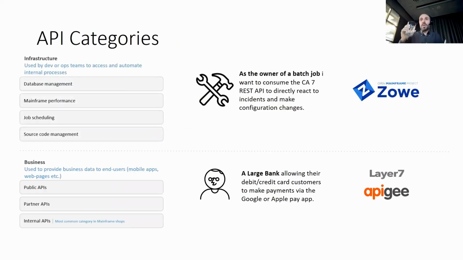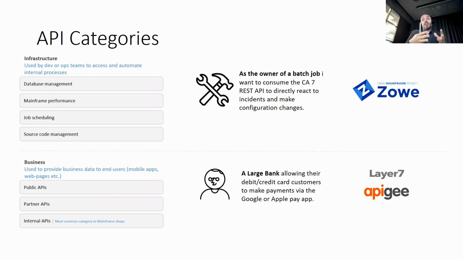So now let's go into a bit more detail on each category. We know that infrastructure APIs are used by development or operations teams to access and automate internal processes. Here, middle top, is a very short example of that. I'm the owner of a batch job. I want to consume, in this case, the CA7 REST API to directly react to incidents and make configuration changes.